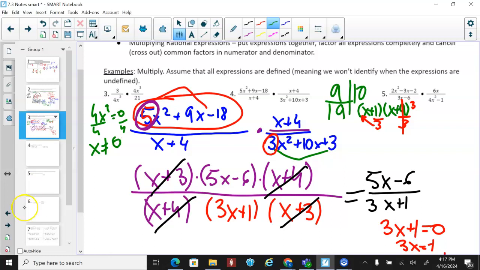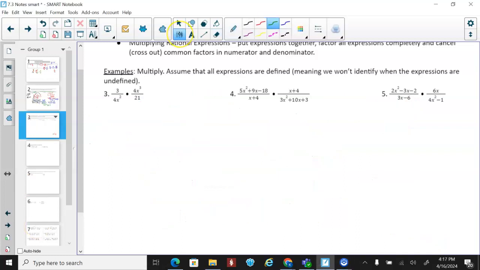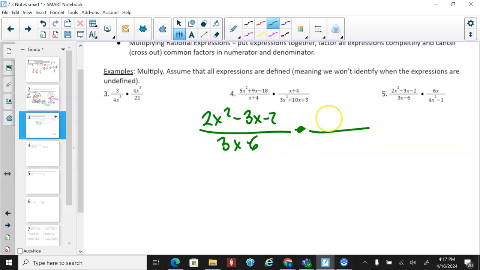All right, pause it if you need to write it down. All right, and the last example. You've got 2x squared minus 3x minus 2 over 3x minus 6, times 6x over 4x squared minus 1. Again, on the first one, we're going to put it all in one line.